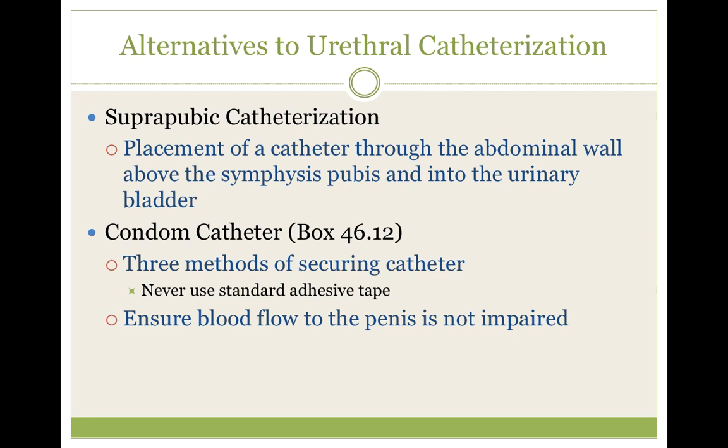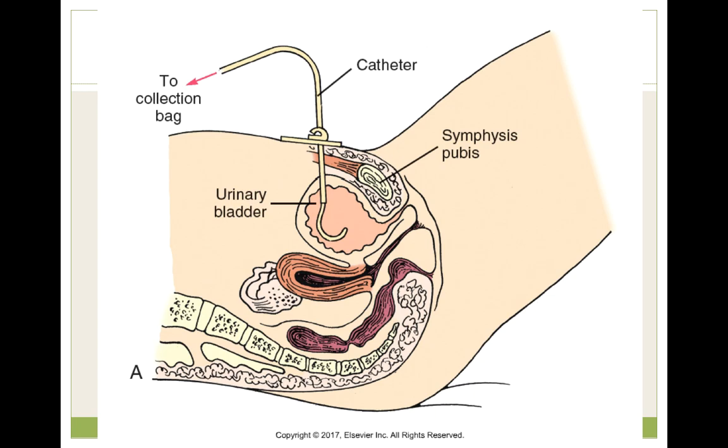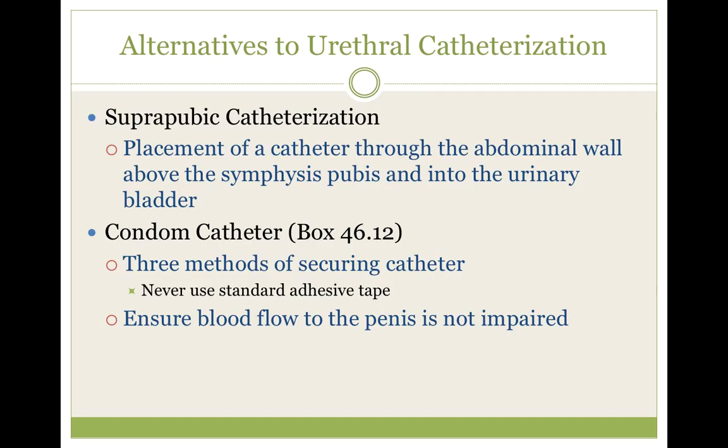Some alternatives to urethral catheterization, and this would be a more extreme alternative, would be the suprapubic catheter, and that's a placement of a catheter through the abdominal wall above the symphysis pubis and into the urinary bladder. You can see a picture of that here. You can also use a condom catheter.